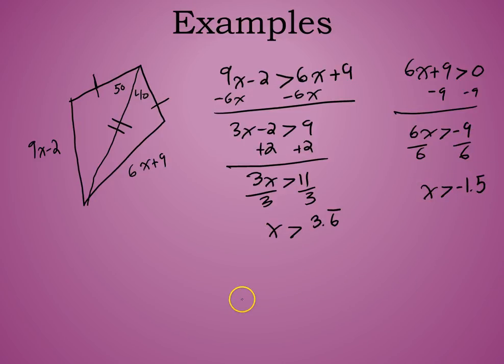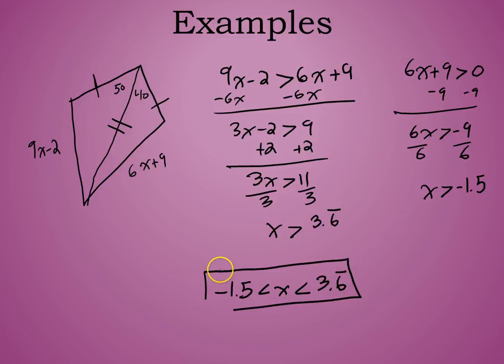So there's my inequality. This x value right here, the piece of the side, has to be greater than negative 1.5, but still less than 3.6 repeating. And again, it all comes down to setting up the correct inequalities. 9x minus 2 has to be bigger because it's opposite a bigger angle. So that's how we got the 3.6 repeating. But also 6x plus 9 must be bigger than 0 because the side length cannot be negative and it cannot be 0 either.